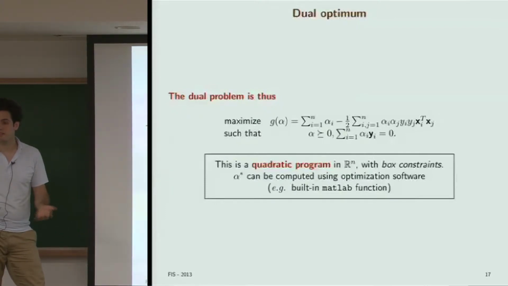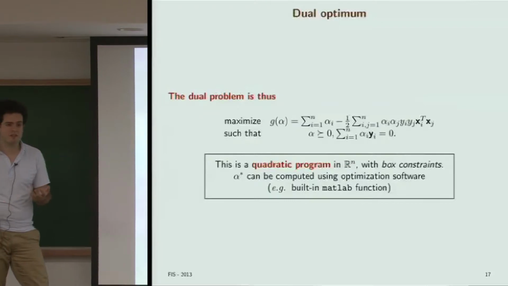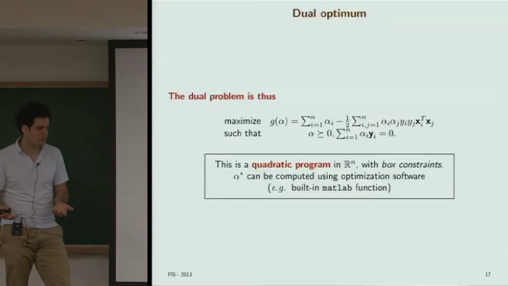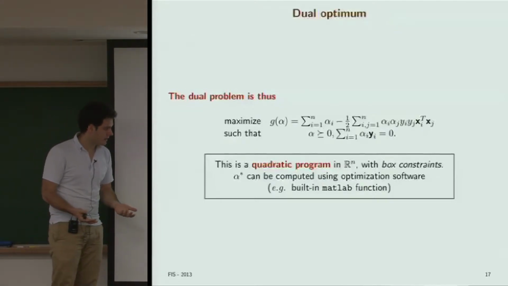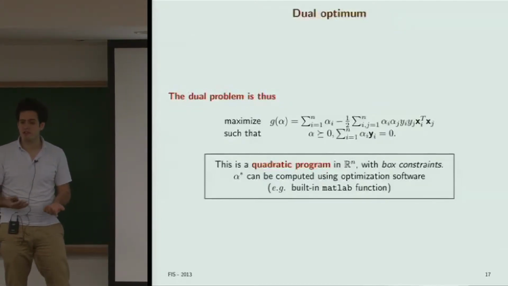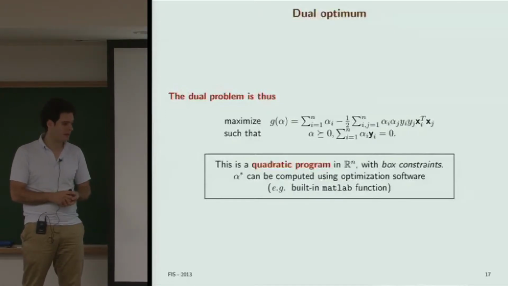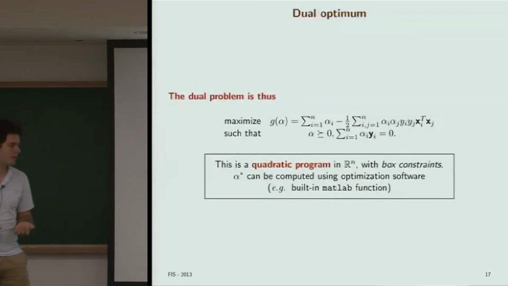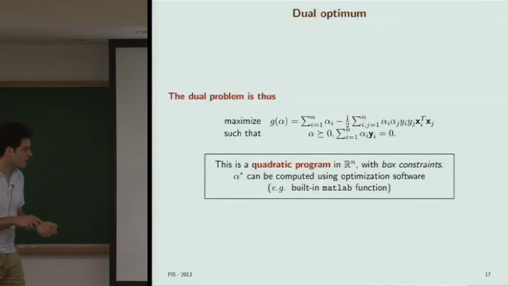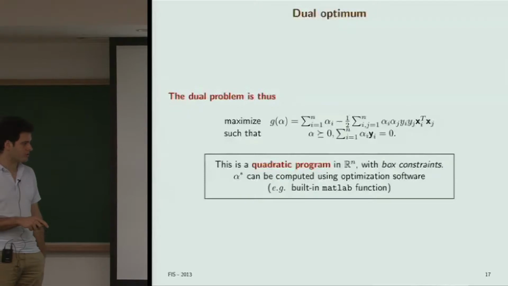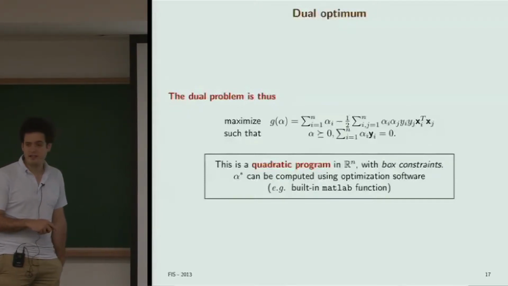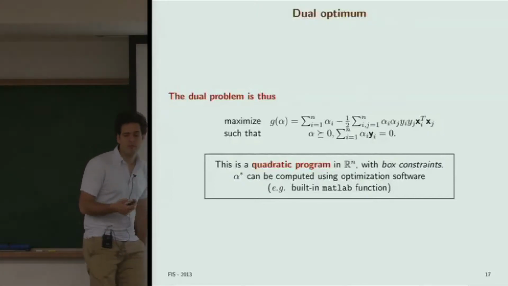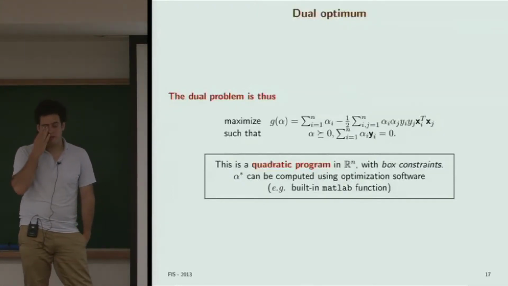So which one is better? It's an open topic. Some people think it's better to optimize the SVM directly in the primal. Other people think it's better to optimize it in the dual. But as you will see, it's not just a question of optimization. It also opens the door towards another interpretation of the SVM, which I will give later, and that's the relationship with kernel methods. So again, this is a quadratic program in R^n with box constraints, so alpha star can be computed using optimization software, built-in MATLAB, R or Python functions.